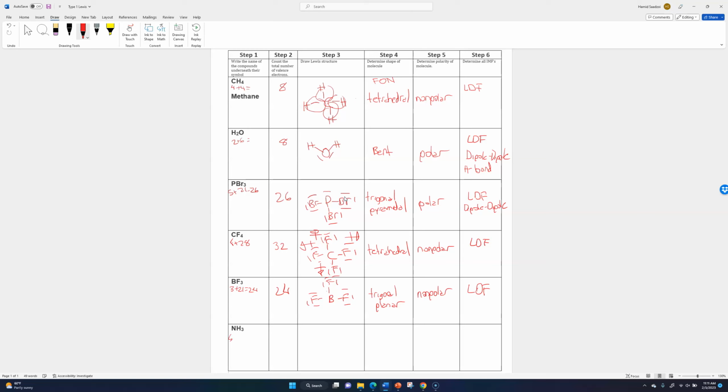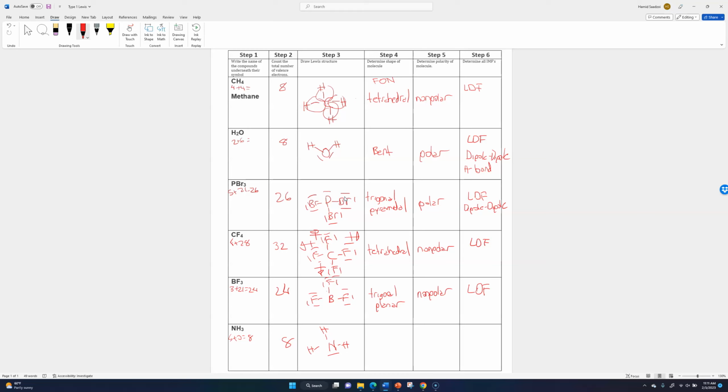NH3, you have a total of 5 plus 3 gives you 8. 8 goes here, and in the middle, N, with H around it. 2, 4, 6. You have 2 left. What do you do? You know you don't do double bonds with H. You don't do lone pairs with H. So off the middle. Have a nice day. So the structure's done. You have a lone pair, so keep that in mind.